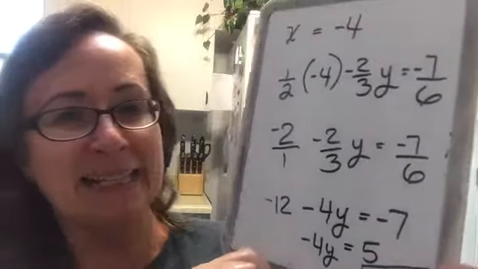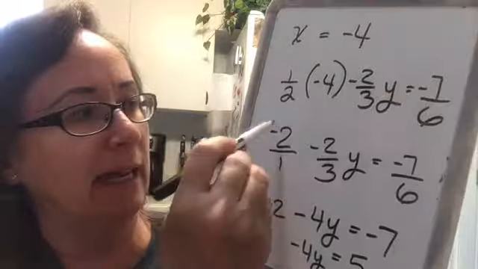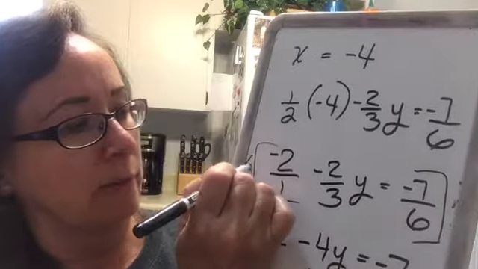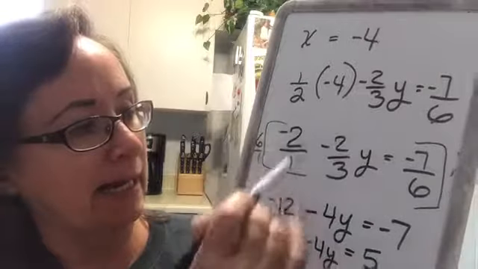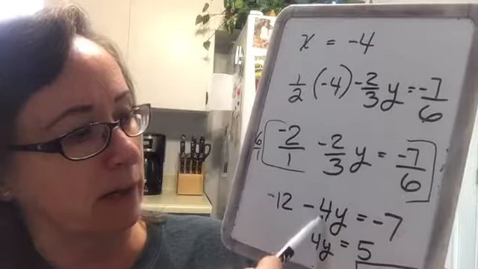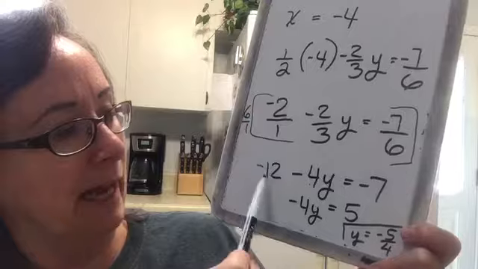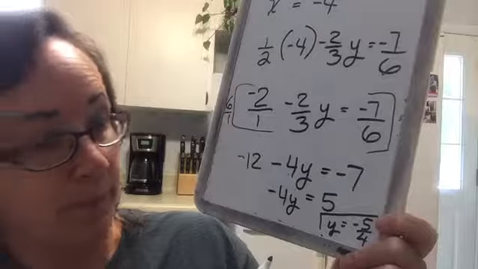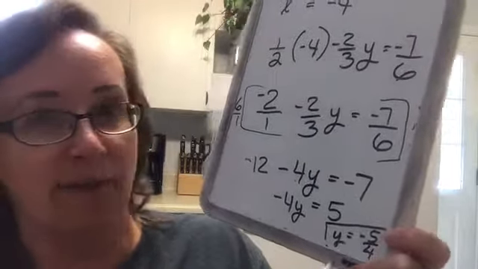Okay, now, I got tired of dragging those fractions around. I just decided to multiply everything in this equation by a 6, just to clean it up. So I multiplied everything by a 6, or a 6/1. And when I did, I got a negative 12. And 2/3 of 6 is 4, so that's a negative 4y. And a negative 7. And then if I add 12 to both sides, I get a negative 4y is 5. And when I divide by negative 4 on both sides, I get a y is negative 5/4.